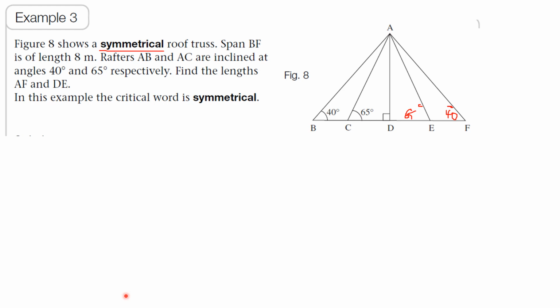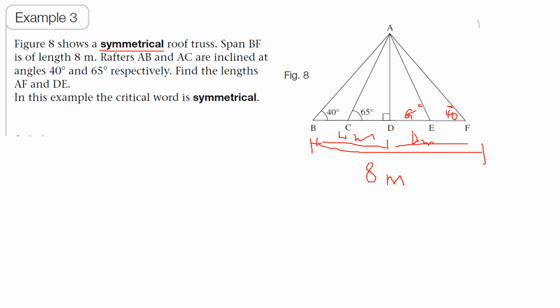Now it says the span BF has a length of 8 meters. So if BF has 8 meters, what does it mean? It means your BD is going to be 4 meters, and also your DE is going to be 4 meters.